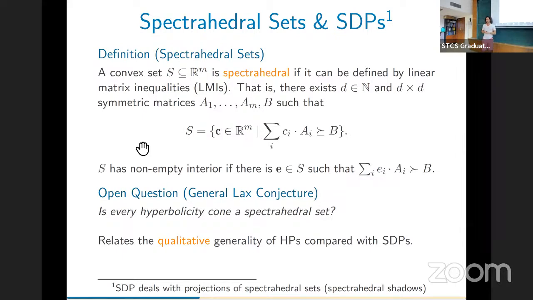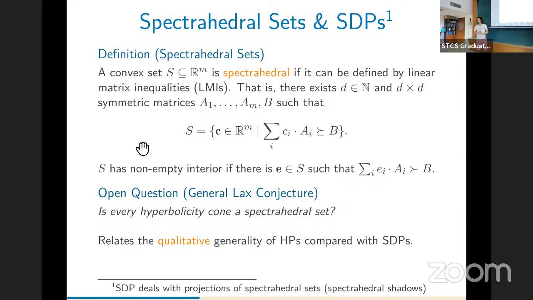If you think about it, we had linear programming, and we know that semi-definite programming can simulate linear programming, but it's a strictly larger set, and also the computation is strictly larger. And now we have hyperbolic programming, which can simulate semi-definite. The Lax conjecture asks about the qualitative generality of hyperbolic programs compared with semi-definite programs, because if the hyperbolicity cones are spectrahedral sets, it means that any hyperbolic program is also a semi-definite program. But the representation might be larger.